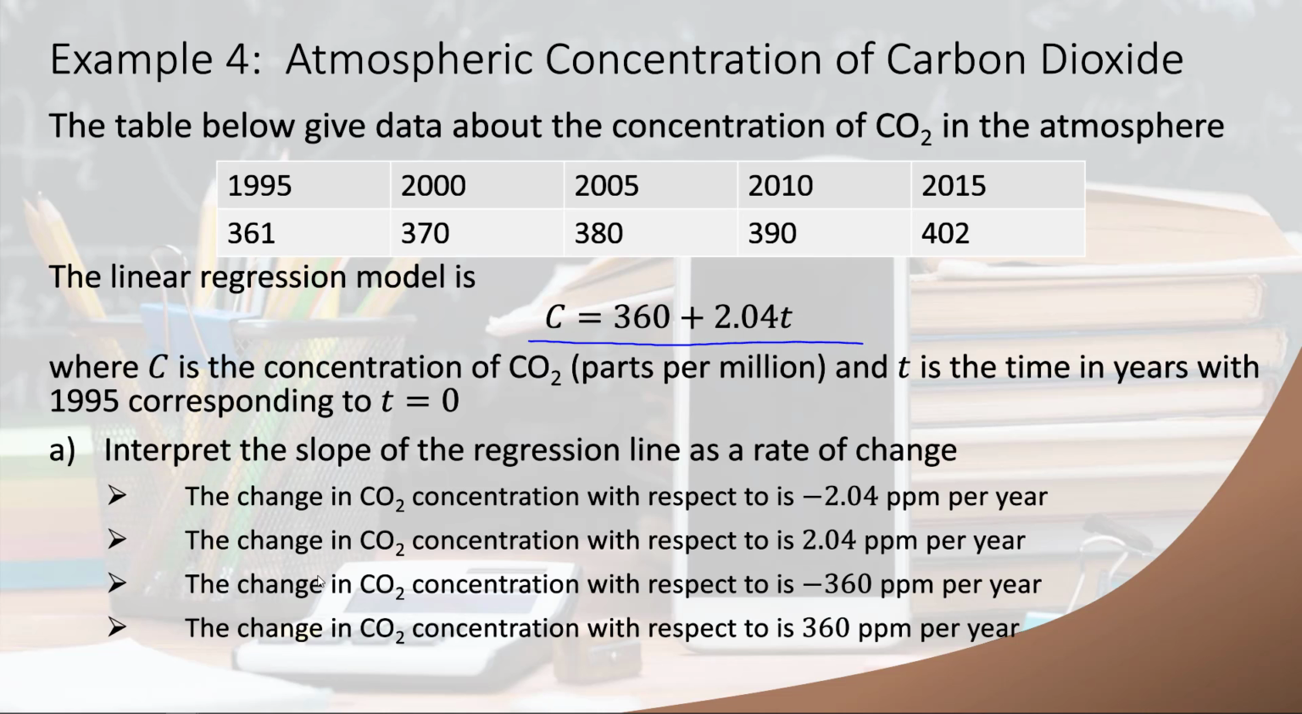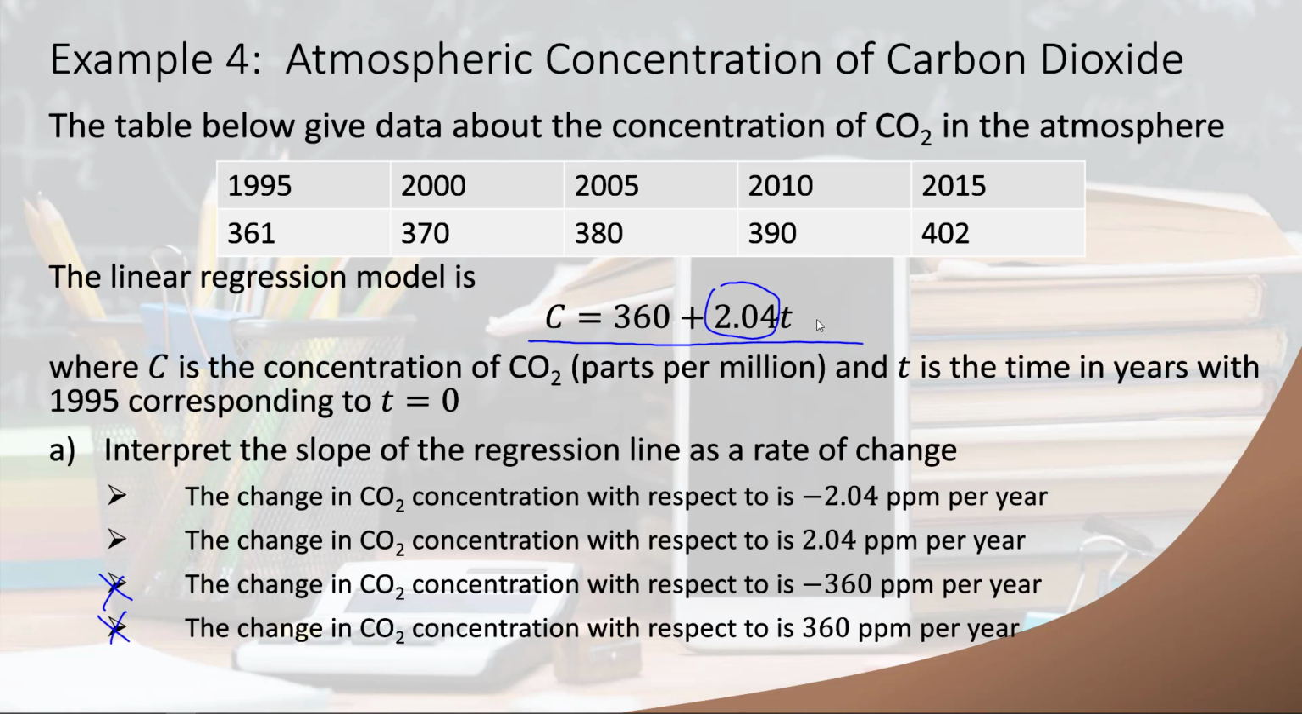Once again, we want to interpret the slope of the regression line as a rate of change. Well, once again, this is our slope. It is positive 2.04. If that's the case, these can't count because these are intercepts. Now, this basically says that, okay, and what is this rate of change?